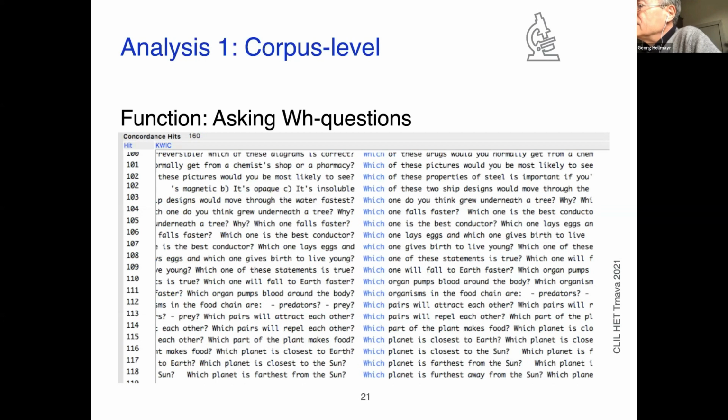If we look at the next slide, you see this is what comes up when we look up the word which, and you see the combinations, right? Like which of, for example, which one, which organ, etc. So different uses of the which interrogative there. Again, these can serve as models for writing materials.